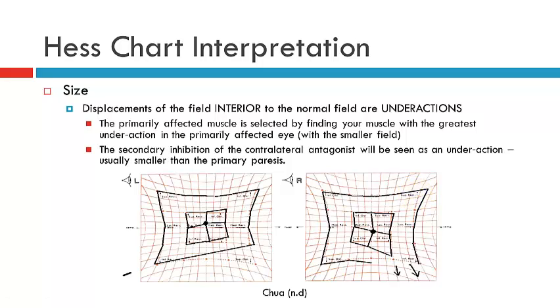As you will recall, the muscle sequelae can take some time to form, and when a patient recently acquires a neurogenic palsy, often the only component that you'll see is the overaction of the contralateral synergist. The next component to develop is the overaction of the ipsilateral antagonist, and the last component is the underaction of the secondary inhibition of the contralateral antagonist.